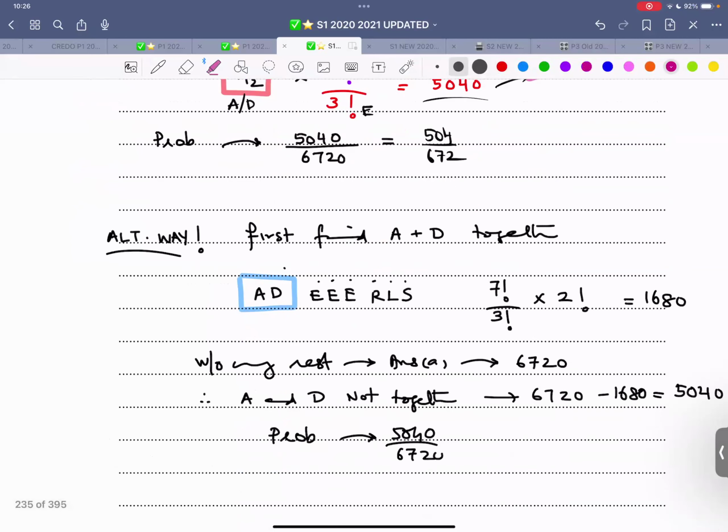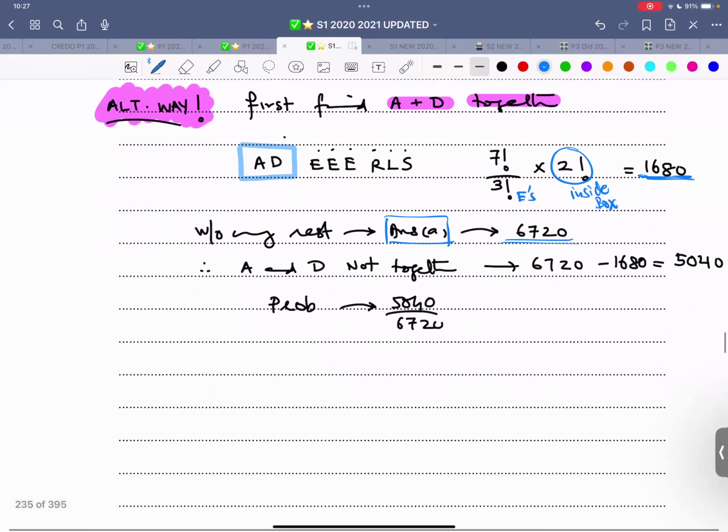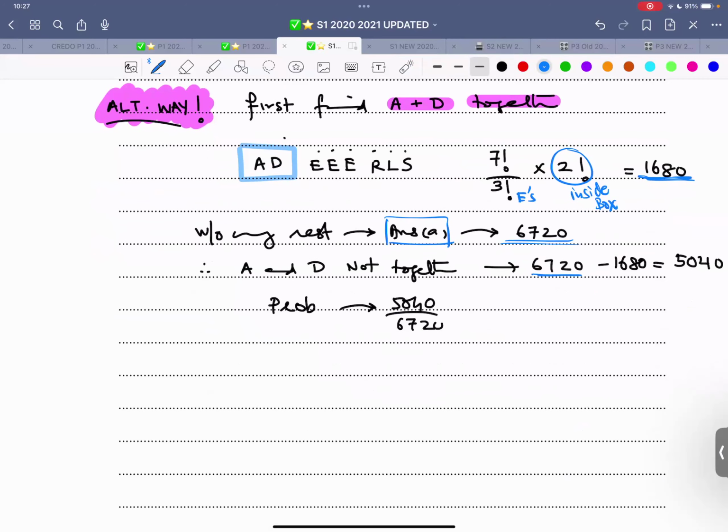Now, let's focus on the alternative way because it's about 2 alphabets. There is also the possibility, first find A and D together. So if I find A and D together, that's 1, 2, 3, 4, 5, 6 plus the box, that is 7 factorial, divided by 3 factorial for the E's and 2 factorial, that is for inside the box. That is together. Without any restriction, the answer of part A is 6720. 6720 minus together will give me not together.